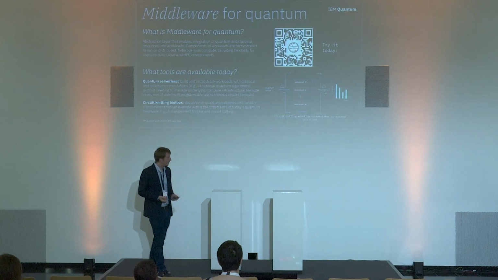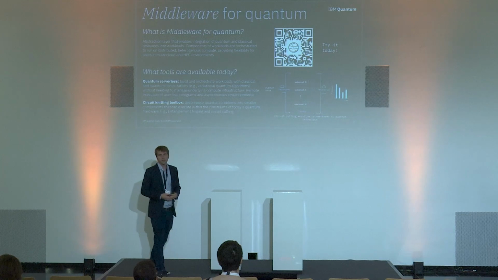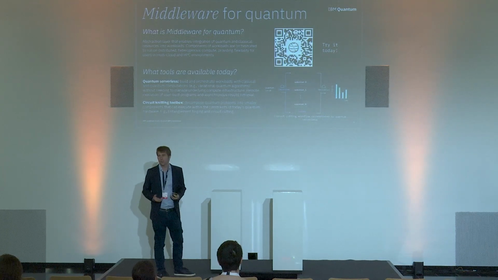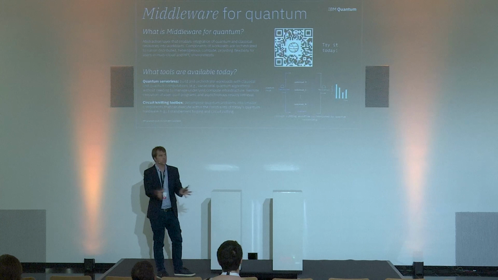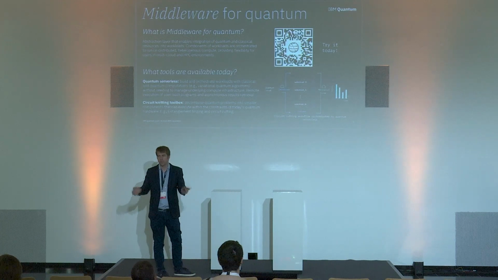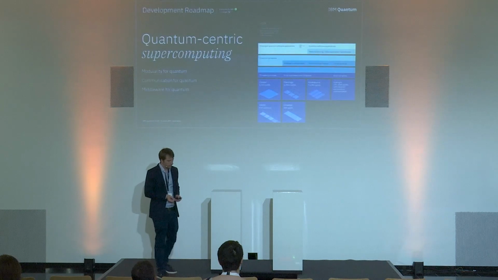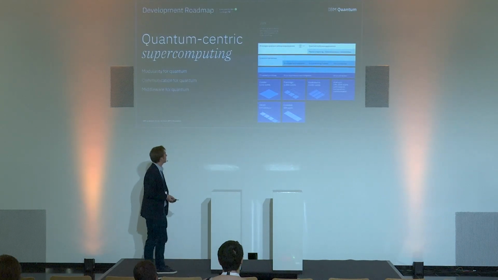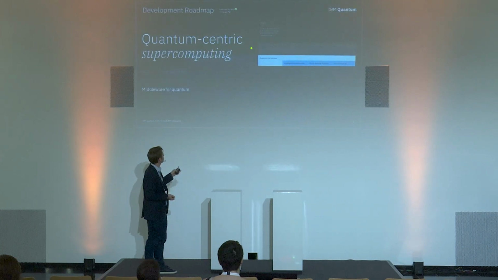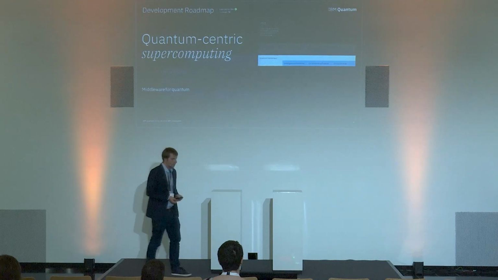And then the other aspect that I want to discuss here is this circuit knitting toolbox. This is a toolbox that we are building up that allows one to take, for instance, a large quantum circuit and split it up into smaller components, and then evaluate these components on the hardware, and then tie the results back together. So if we take a look at quantum-centric supercomputing, the point in the stack that we will be focusing on today is around here, right? This particular part, the middleware for quantum.